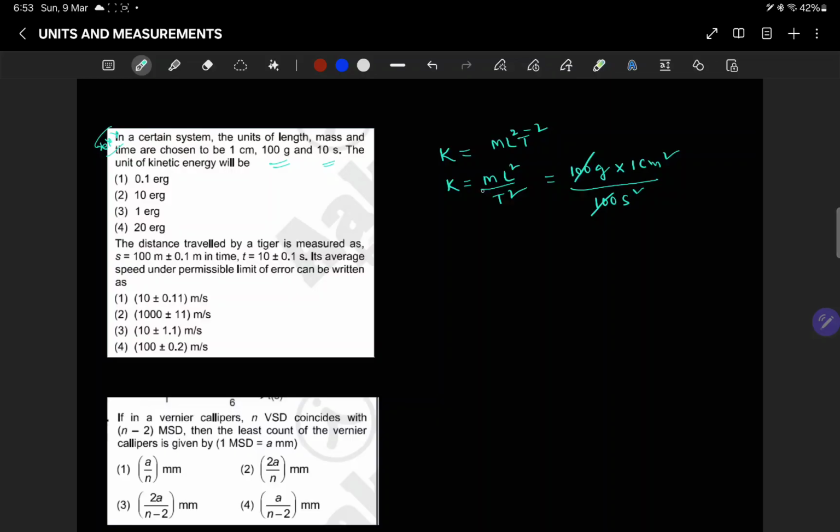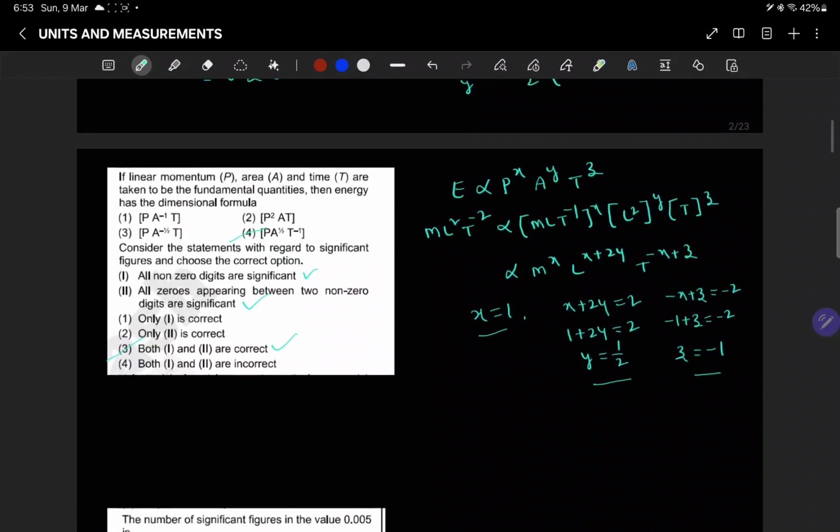Energy SI unit is kg meter square by second square. Now here gram centimeter square by second square is the CGS unit of energy. It is equal to 1 erg, students. Now here 1 erg is given, third option. Very important, students, please. Next question.